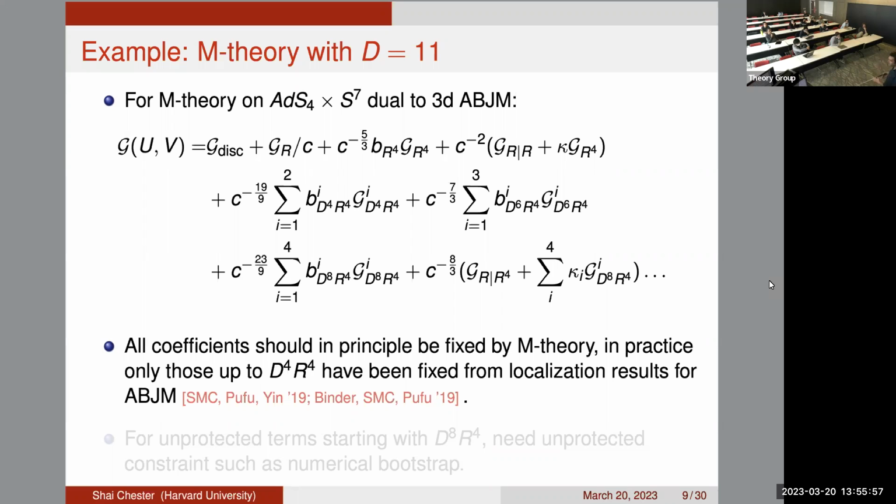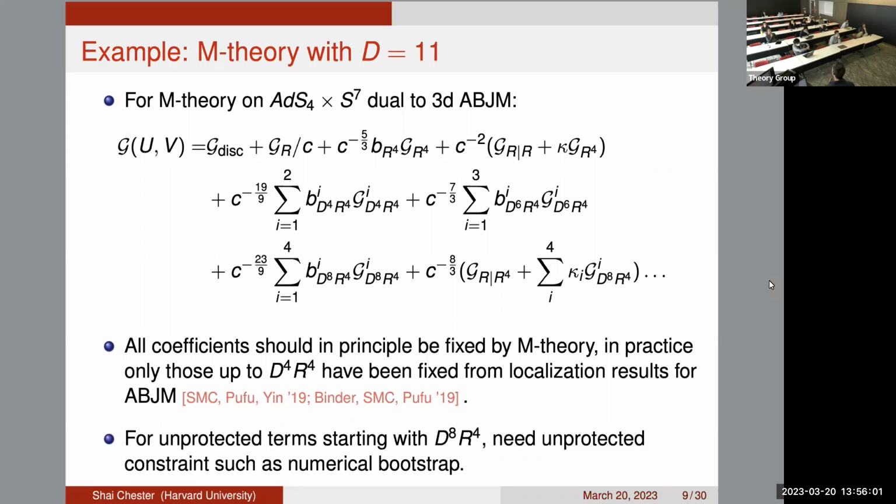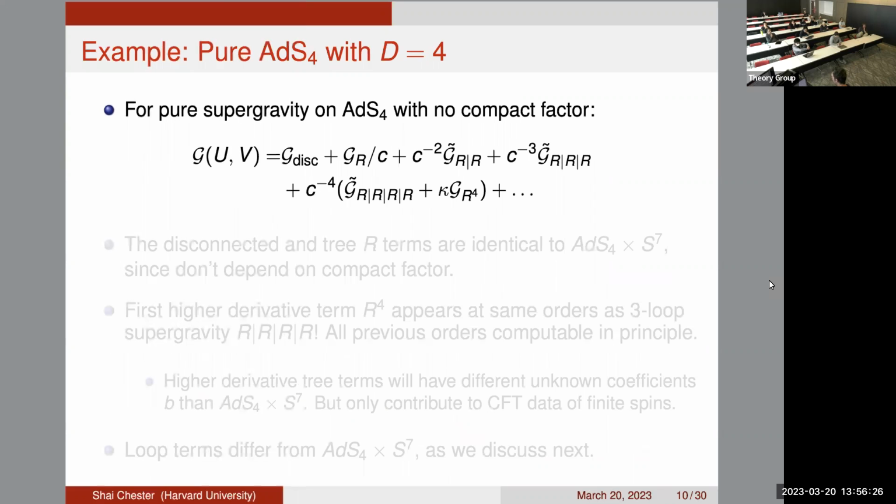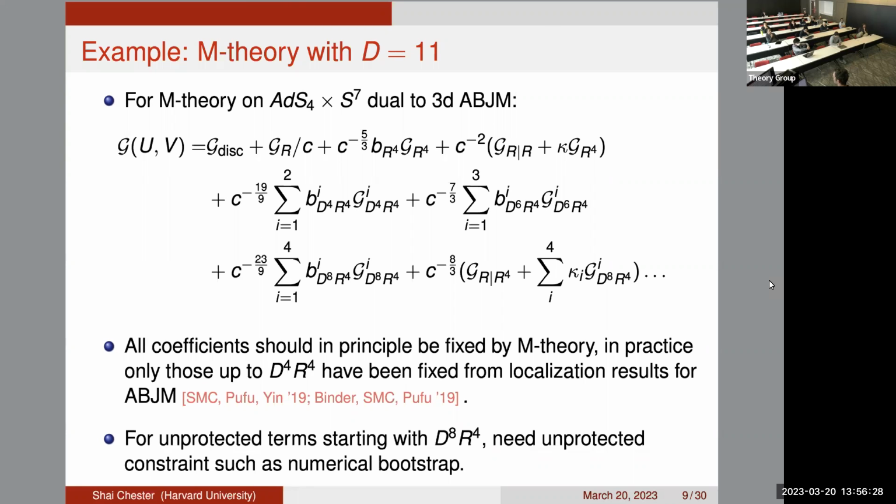And conceptually, we would not expect that a protected input like localization, even in principle, would be enough to fix high derivative corrections that are unprotected, i.e. the D to the 8 R to the 4 and higher. So if you want to fix D to the 8 R to the 4 and higher, you would need some more powerful constraint rather than just doing an analytic large N expansion plus localization. And I believe that that more powerful constraint is doing the finite N numerical bootstrap, as we'll discuss in a few slides.